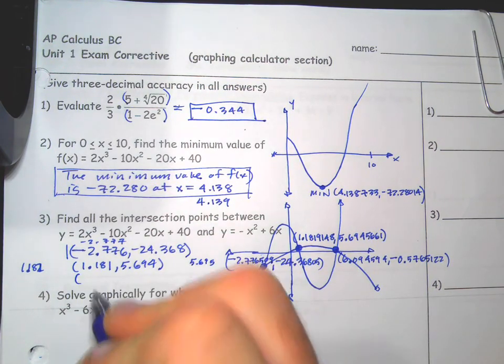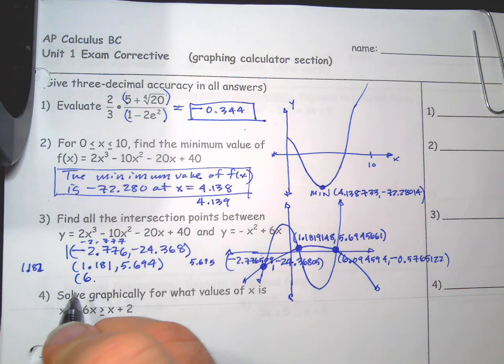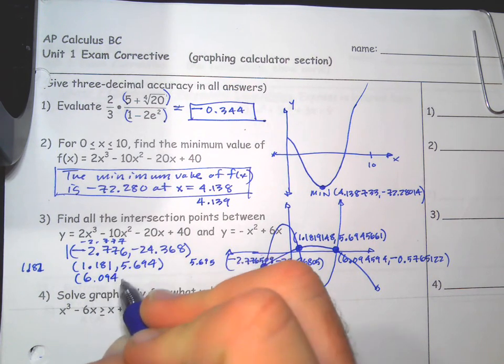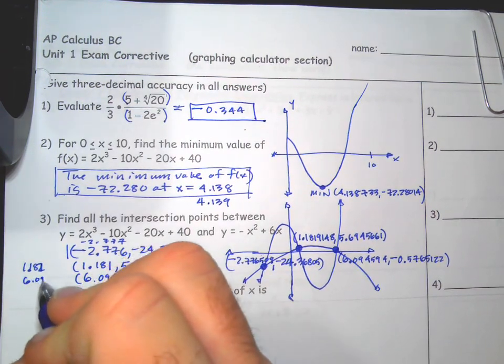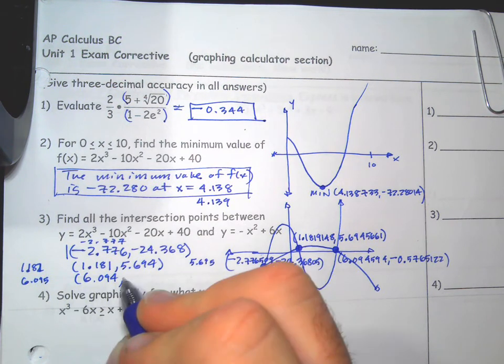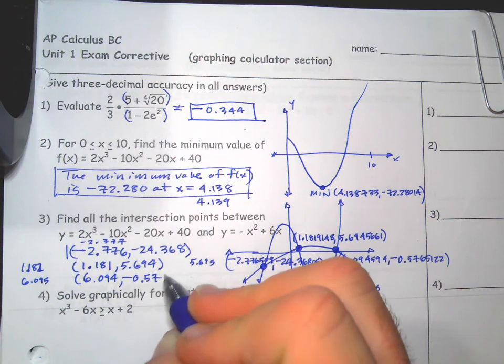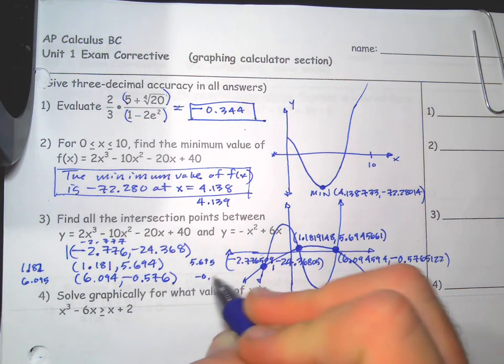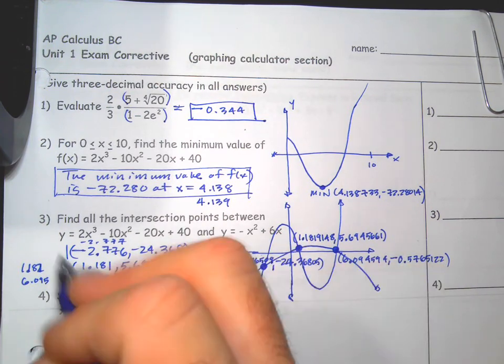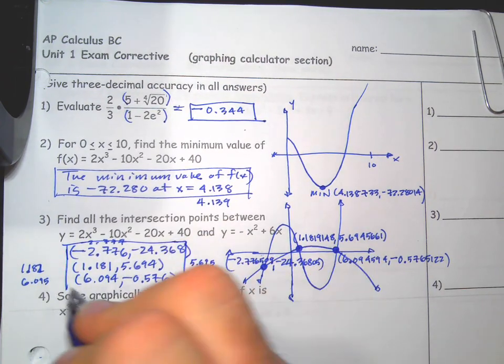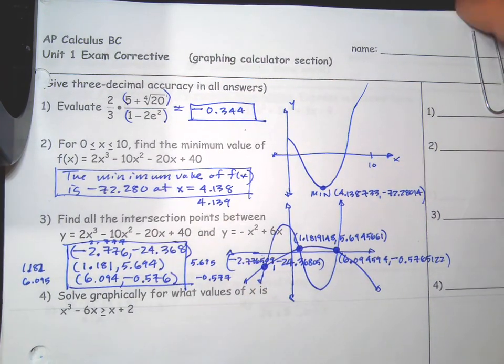Next one is 6.094, which could also be 6.095 if you really want, and -0.576 or -0.577. Okay, there we go. We need sketches.